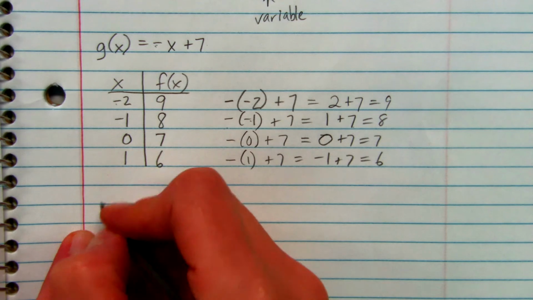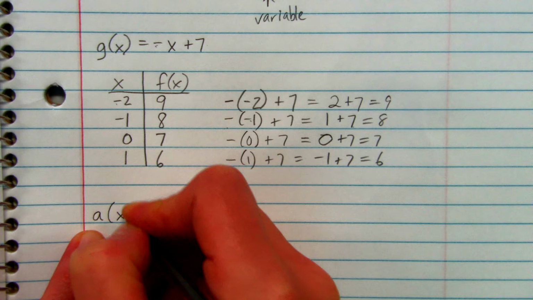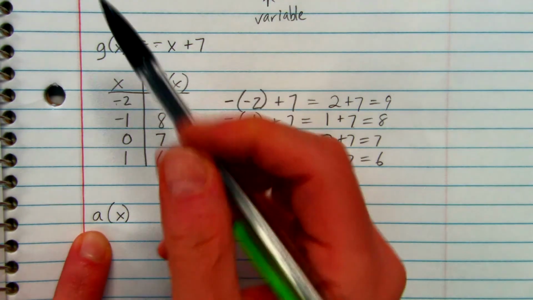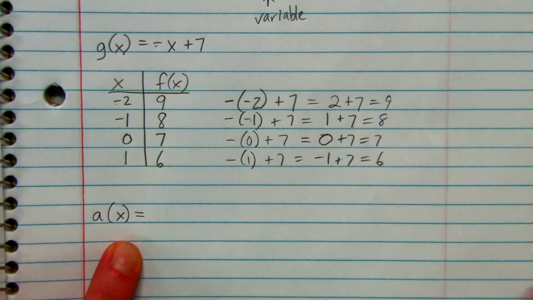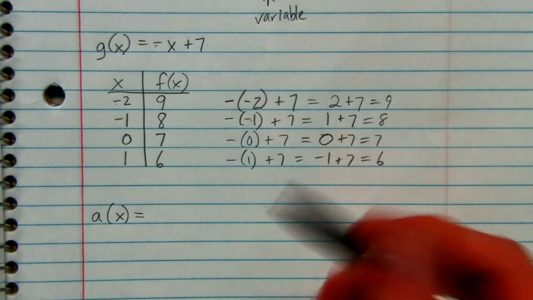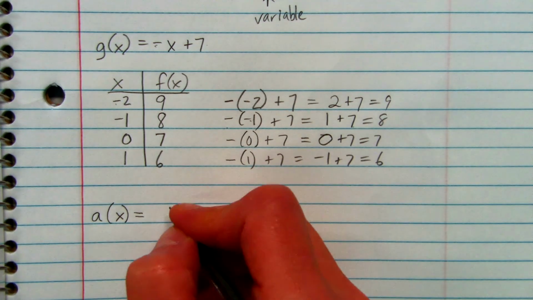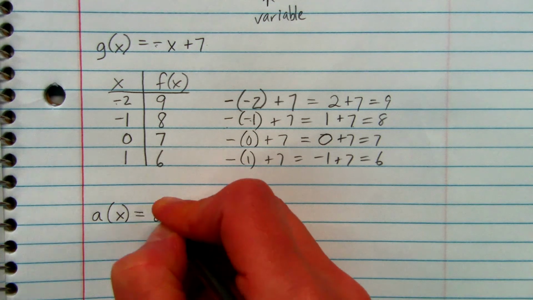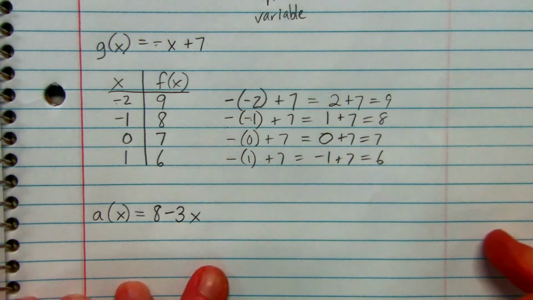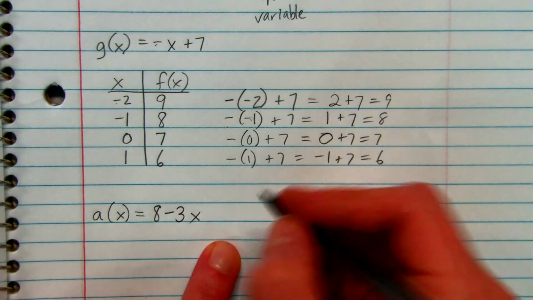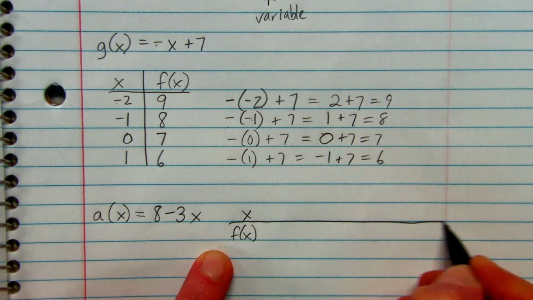So let's do a of x. The cool thing about not calling all of these y is I get to give them all different names. So if you had a problem with multiple equations, you can give them all different names. And let's say that this one is 8 minus 3x. And then we're going to do a horizontal table this way. So I'm going to put x here, f of x here, and draw my line like this.